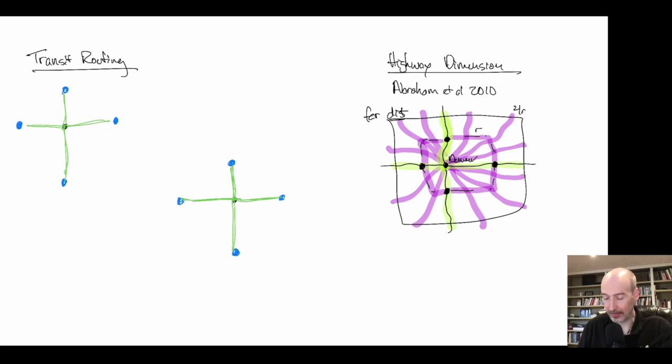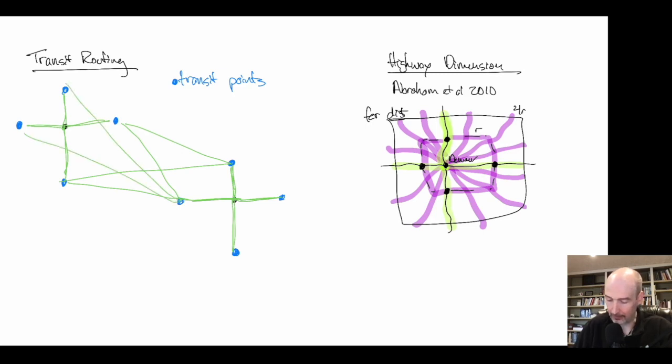But then the second thing that I can do is I can compute the shortest paths between all of these points here. And we're going to call these blue points transit points. So we can imagine here that I've computed for all of these. Maybe I won't draw all of them because it gets a little bit messy, but you can imagine that I've got all of these distances computed.